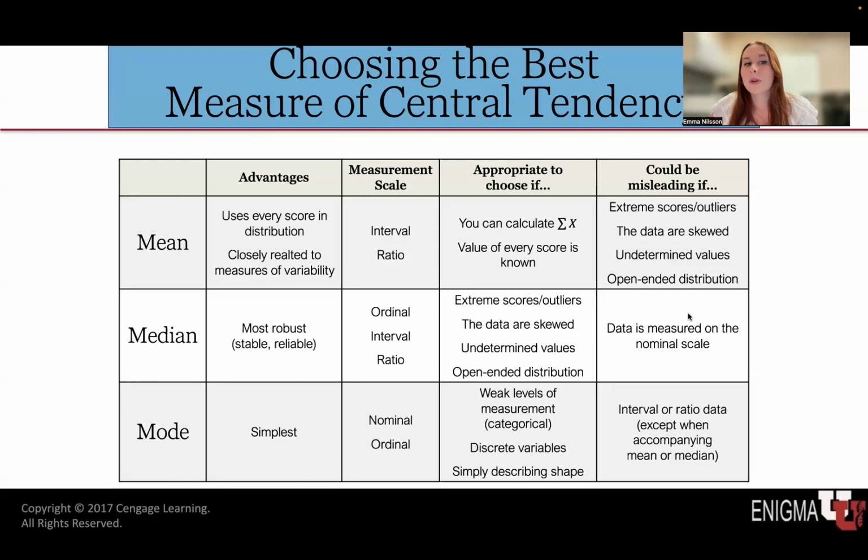And the last case when you can't use the mean is in an open-ended distribution, when you don't have an upper or a lower limit, because that's also going to be impossible to compute the mean with. In that case, it's also better to just use the median.